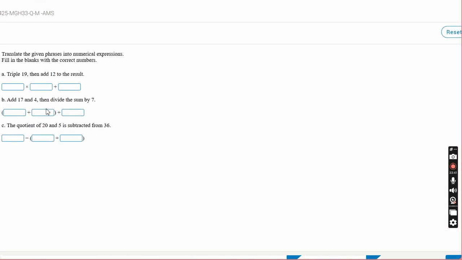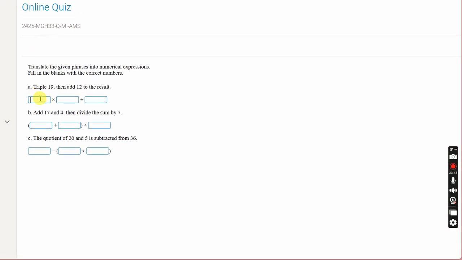The last question for this is this one. Here they're saying triple 19. So what is triple 19? 3 times 19. They didn't say multiply. They didn't say any times. They just said triple 19. So we need to understand that's 3 times 19.